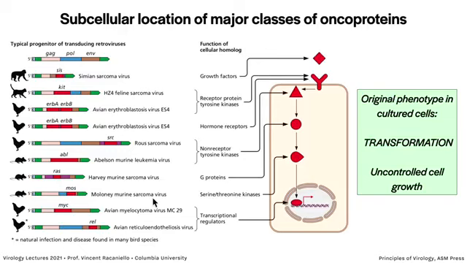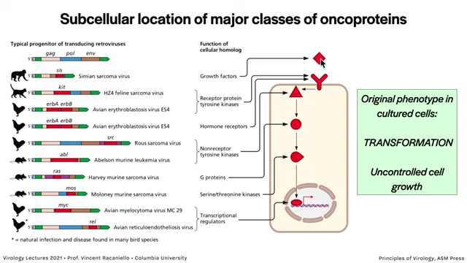I just wanted to show you where these are located in the cell. So again, here are some of the different oncogenes that were discovered in different hosts, animals, non-human primates, cats, chickens, rodents. And on the right is where the oncogene is located in the cell and what it does. So for example, there is a c-sis oncogene identified in simian sarcoma virus, which is actually a growth factor.